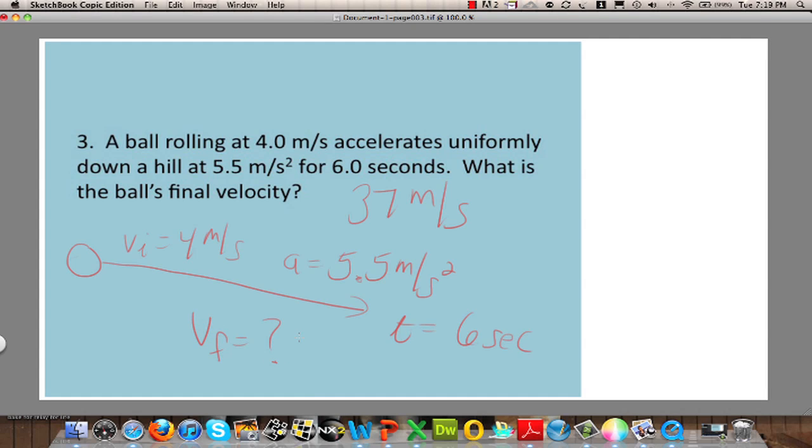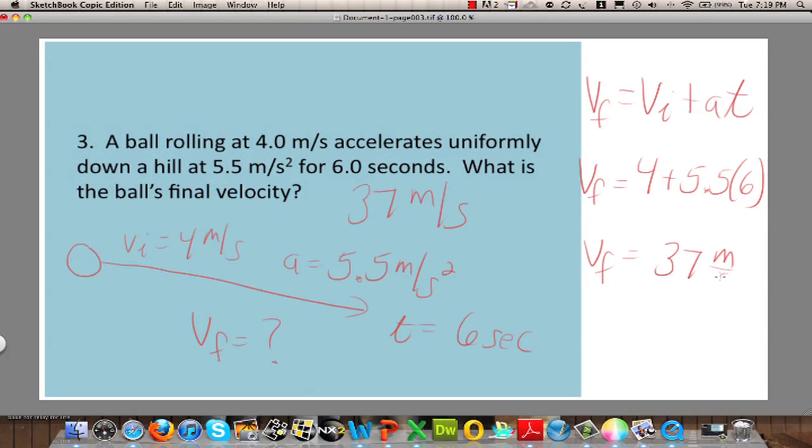So hopefully we have an equation that has all that in it, and we do: VF equals VI plus AT. So now we literally can just plug and chug. VI is 4 plus 5.5 times 6. I left off the units, but they would all work out together. And when I solve for my final velocity, I get a total of 37 meters per second.